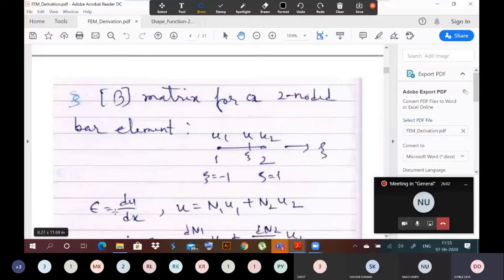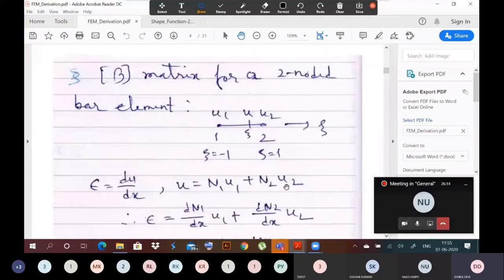Now n1 is a function of xi and n2 is a function of xi. So directly you cannot find this derivative. Then you have to use the chain rule of differentiation. Del n1 by del x will be equal to del n1 by del xi into del xi by del x.